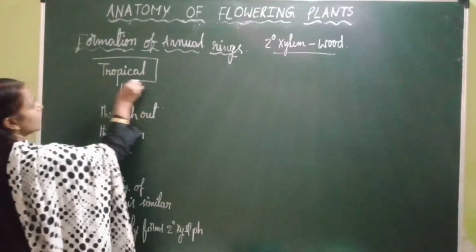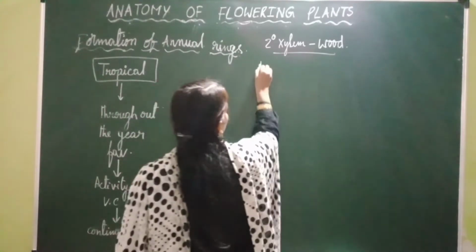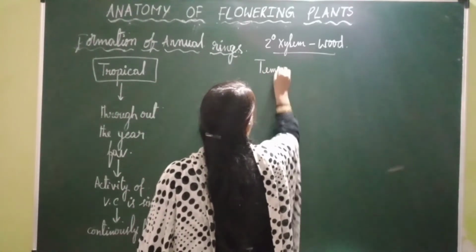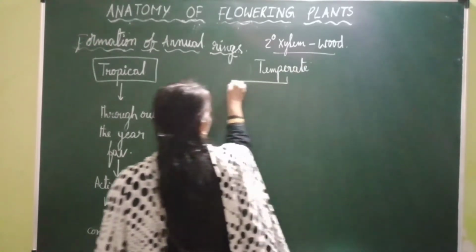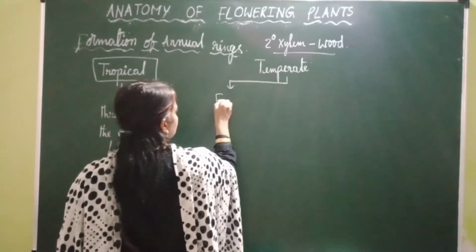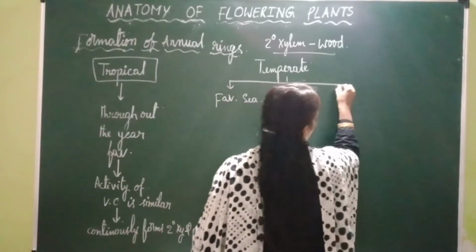Next, coming to the other type of region, that is temperate regions. So in case of temperate regions, there are two types of seasons. They are favorable season and unfavorable season, right?